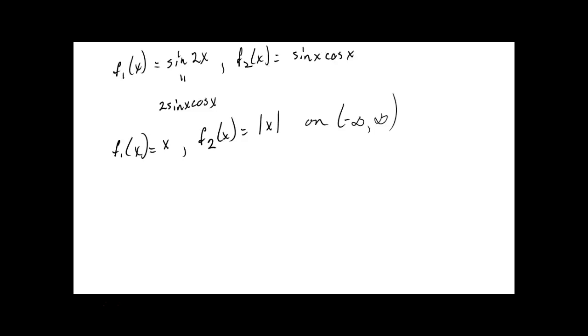Is there any way that you can make those two, some linear combination of those, equal to 0? Well, because this function is x for positive x and negative x for negative x, where x is negative.